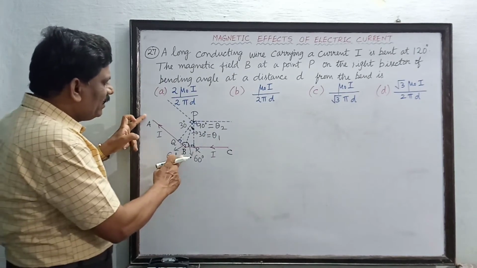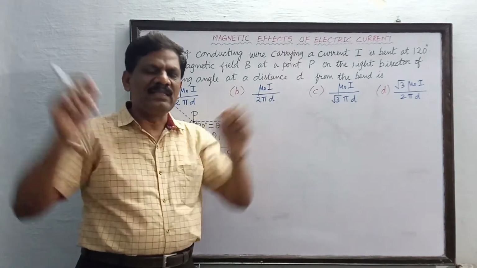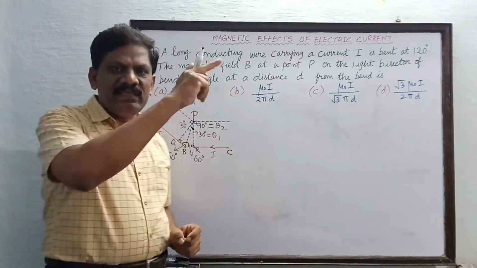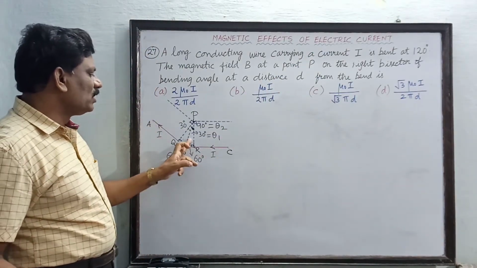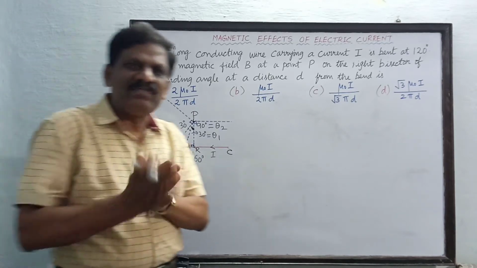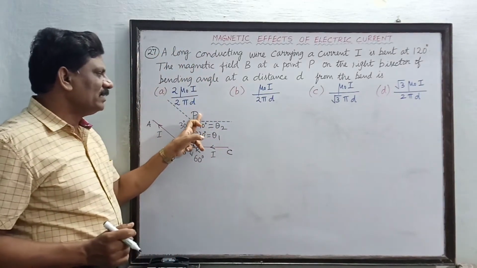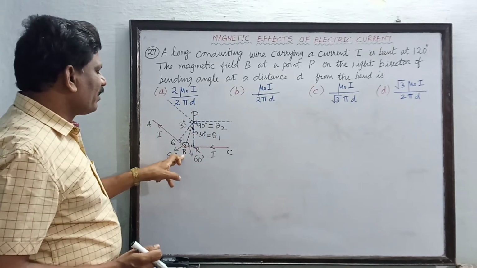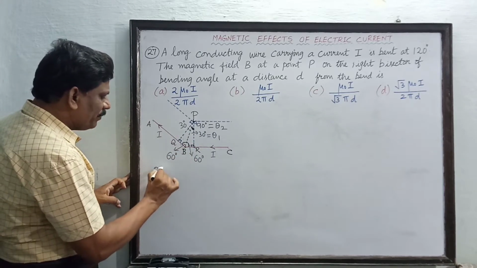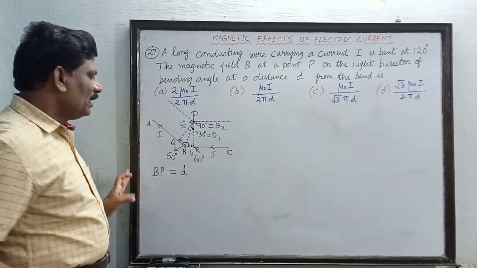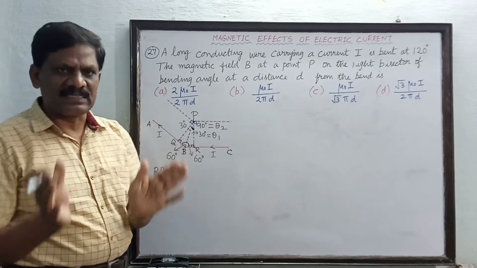So I have taken a wire A, B, C. A long wire is taken, it is bent at the point B such that the angle ABC is equal to 120 degree, and exactly half of that bisector, half of 120 is 60 degree. So P is a point located from the point B at a distance small d. The distance BP is equal to small d, and the line BP is bisecting that 120 degree into two equal halves, 60 and 60.